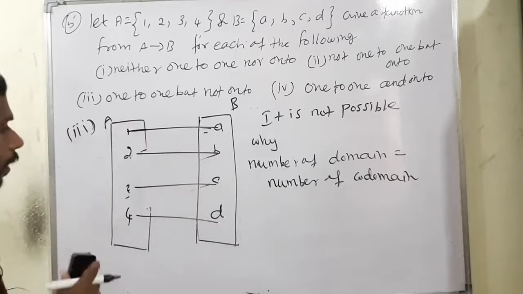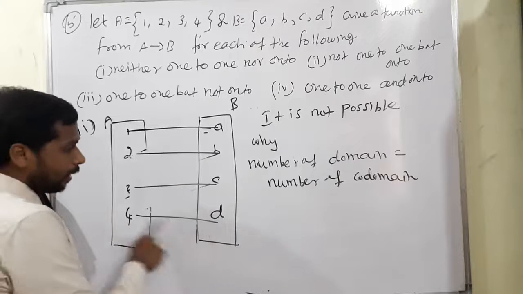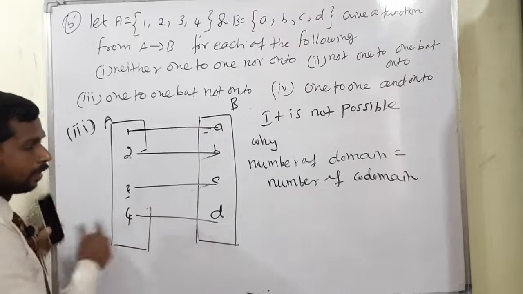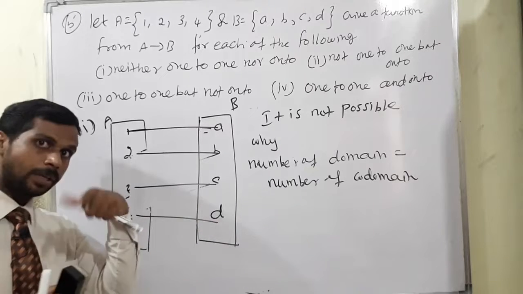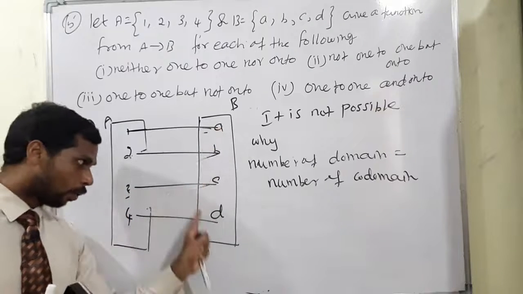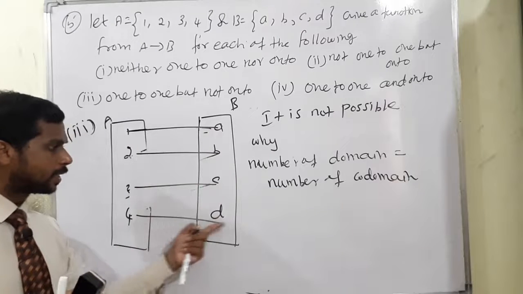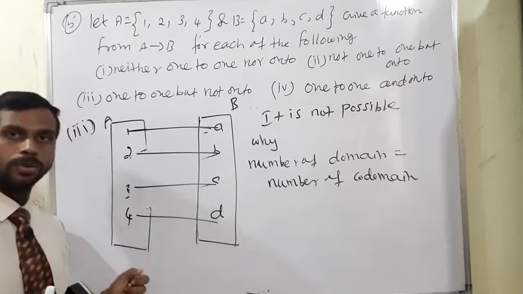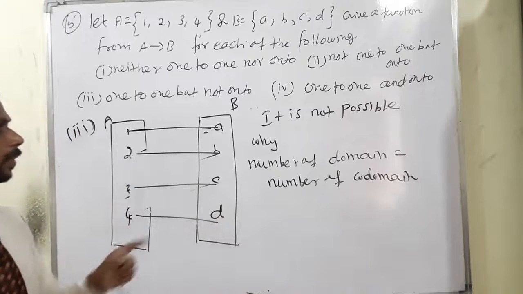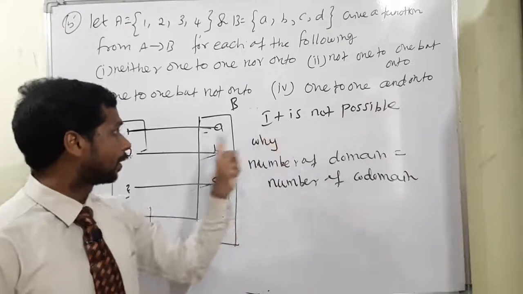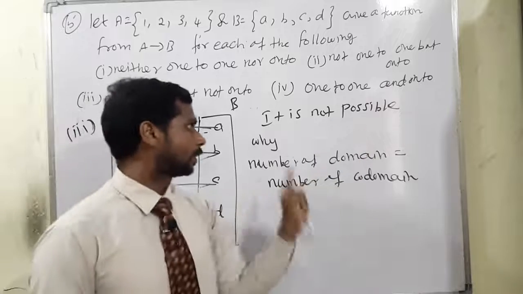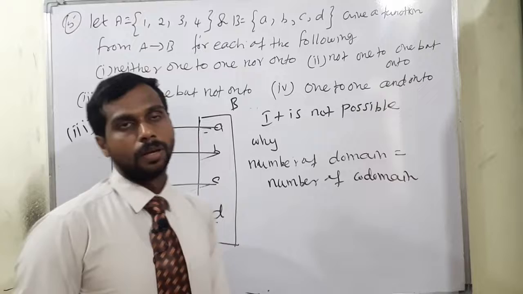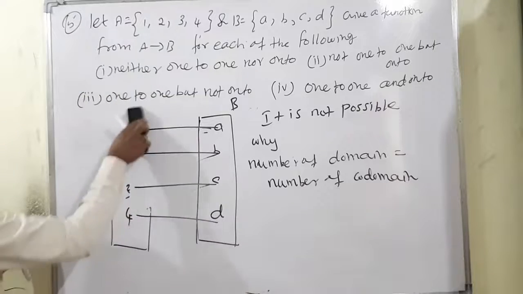Not onto means, what is the meaning? Here also the same condition: if we had more elements in the codomain, we could say it is not onto. What is the meaning of onto? The number of elements in the codomain is equal to the number of pre-images, each and every value is mapped. So this is also onto. Why is it not possible? The same answer can be written for subdivision 3: it is not possible because the number of elements in the domain is equal to the number in the codomain. Moving to subdivision 4.